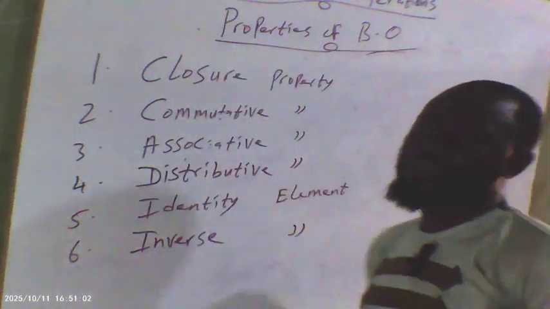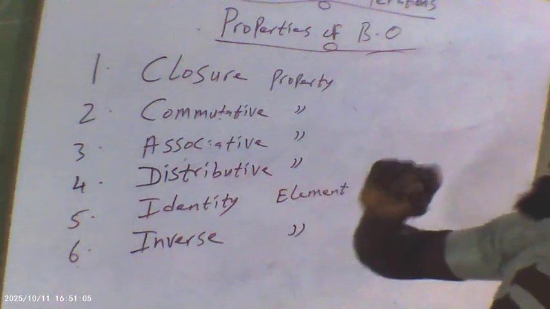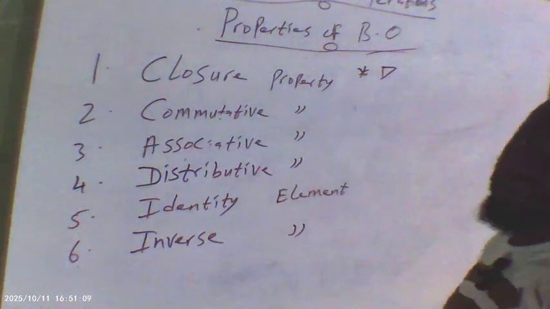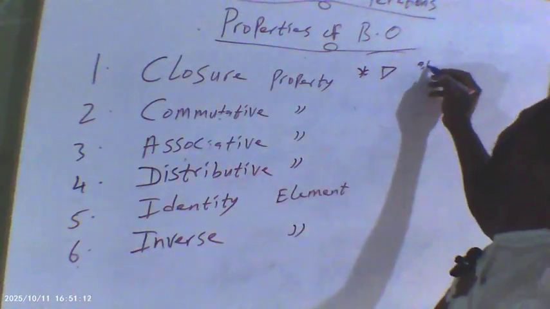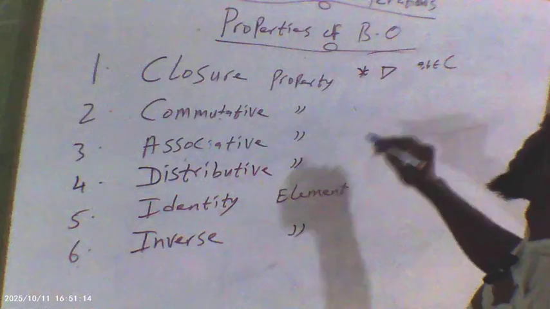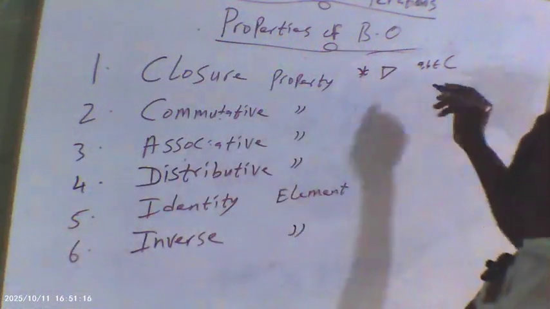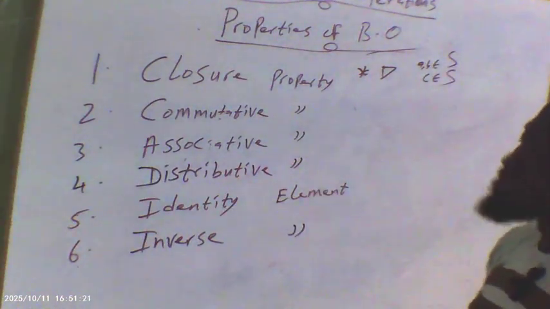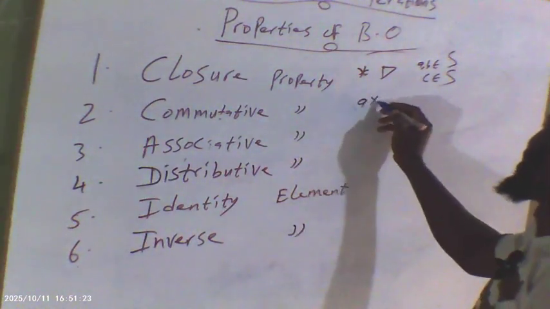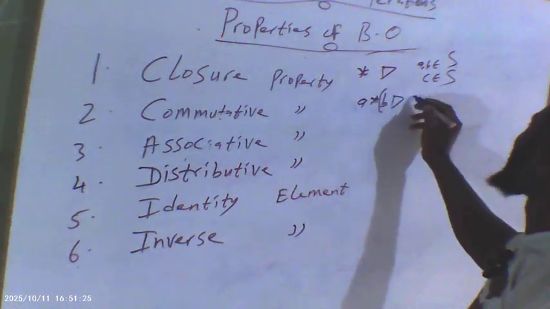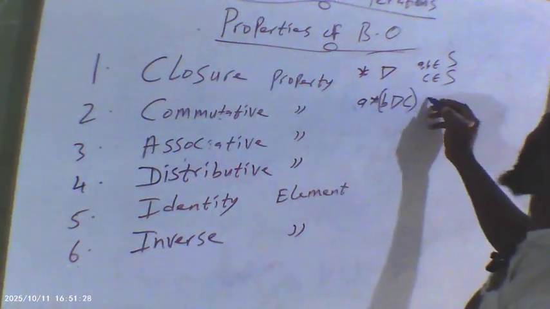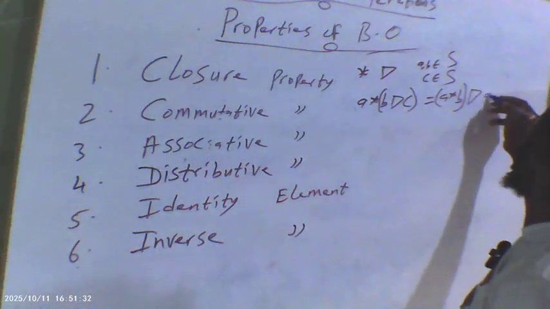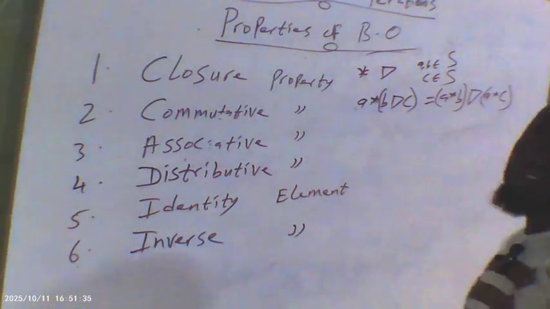What do we mean by distributive property? Given a non-empty set S under a binary operation asterisk, for A, comma B to be a member of S, if there exists another element C which is also a member of S, then if A asterisk B cap C is equal to A asterisk B cap A asterisk C, then we're going to say this thing is what?